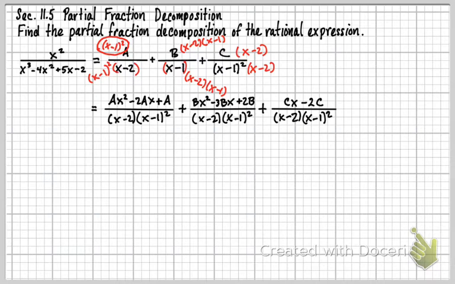So that means I'm going to get ax squared minus 2ax plus a, and the middle is going to be bx squared minus 3bx plus 2b, and then c is going to be cx minus 2c. There it is. So there's my 3 now.